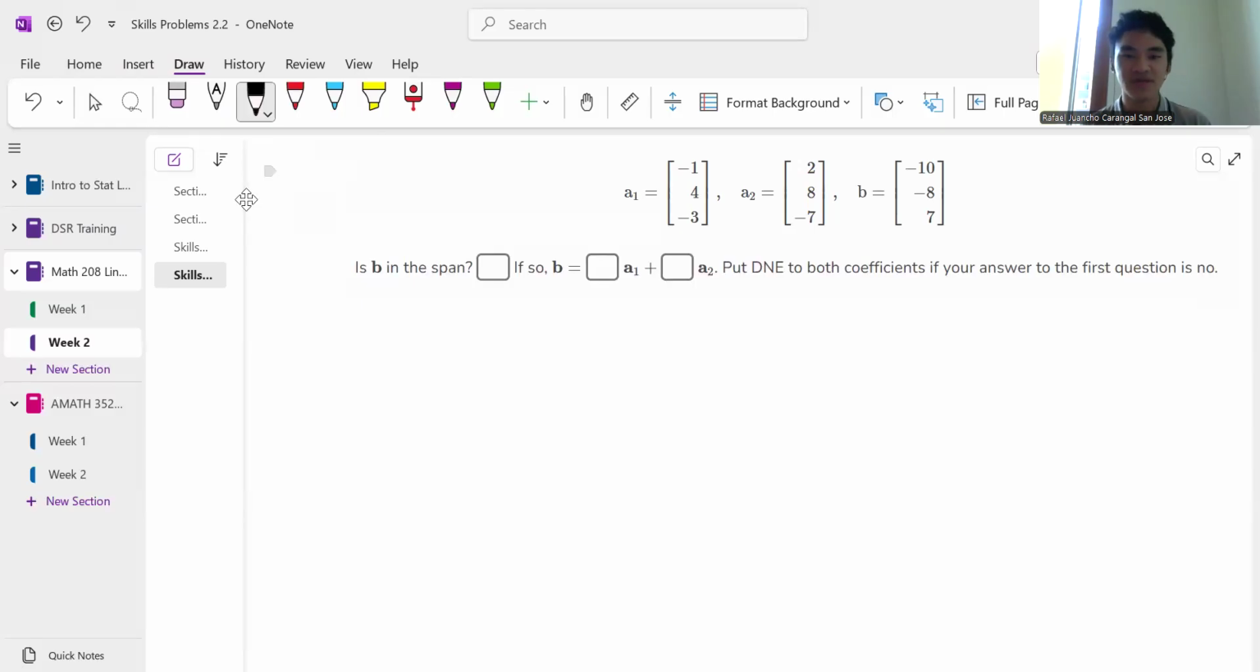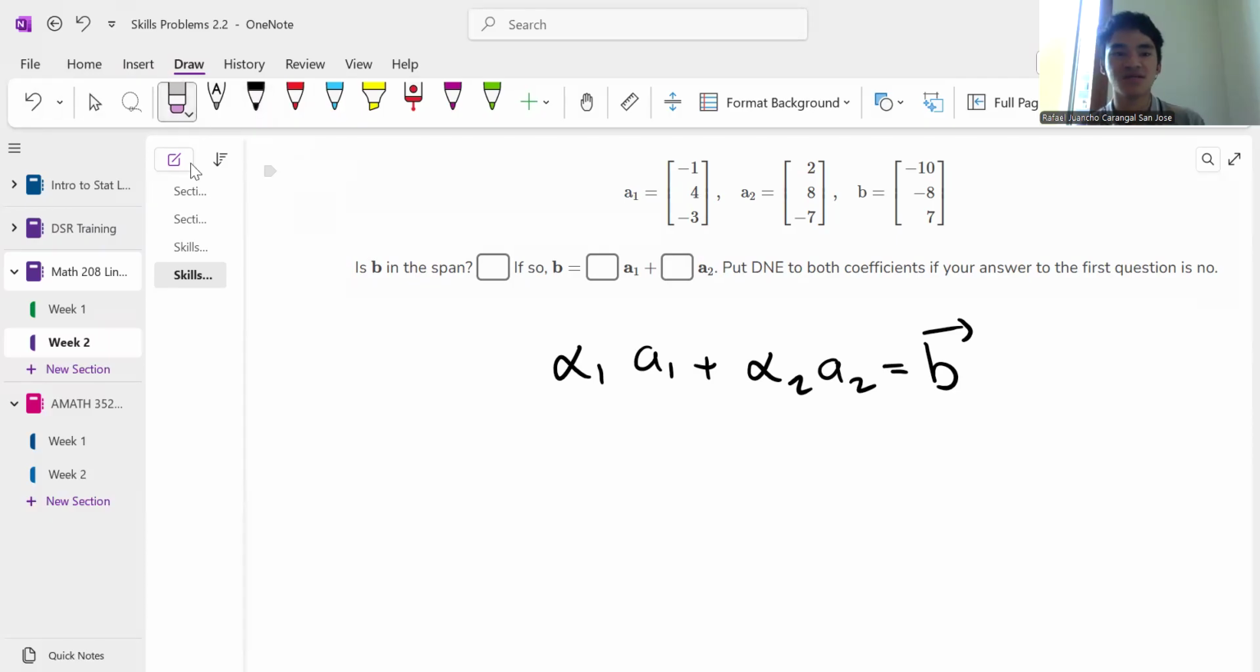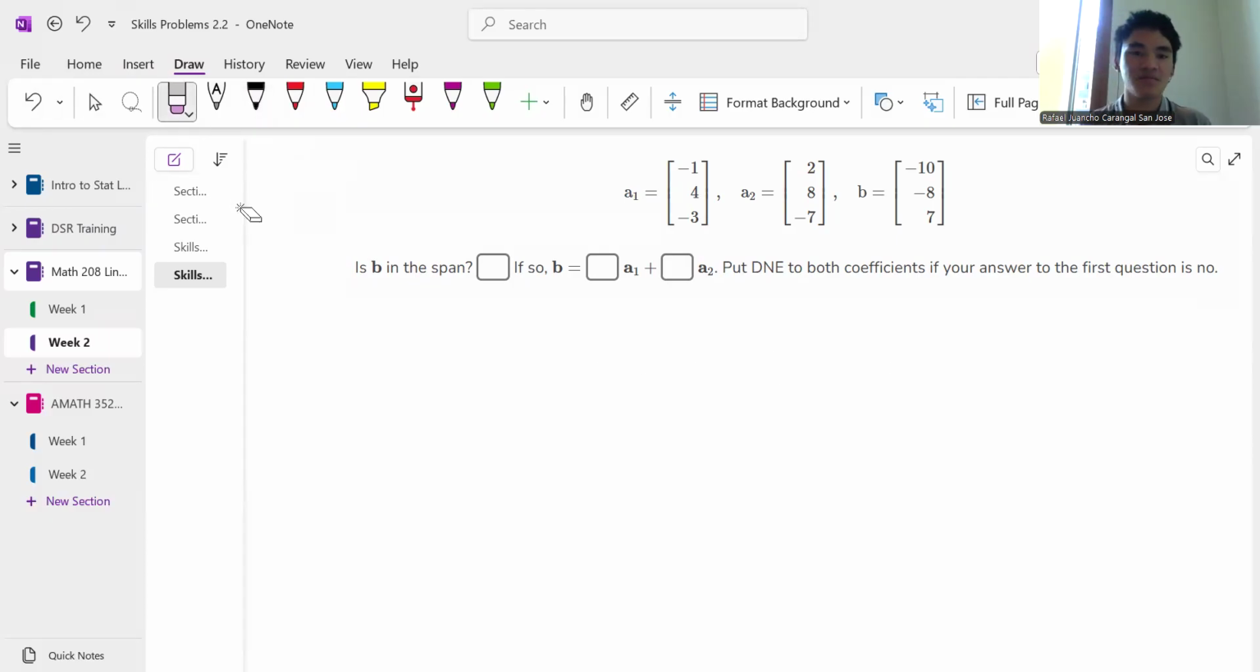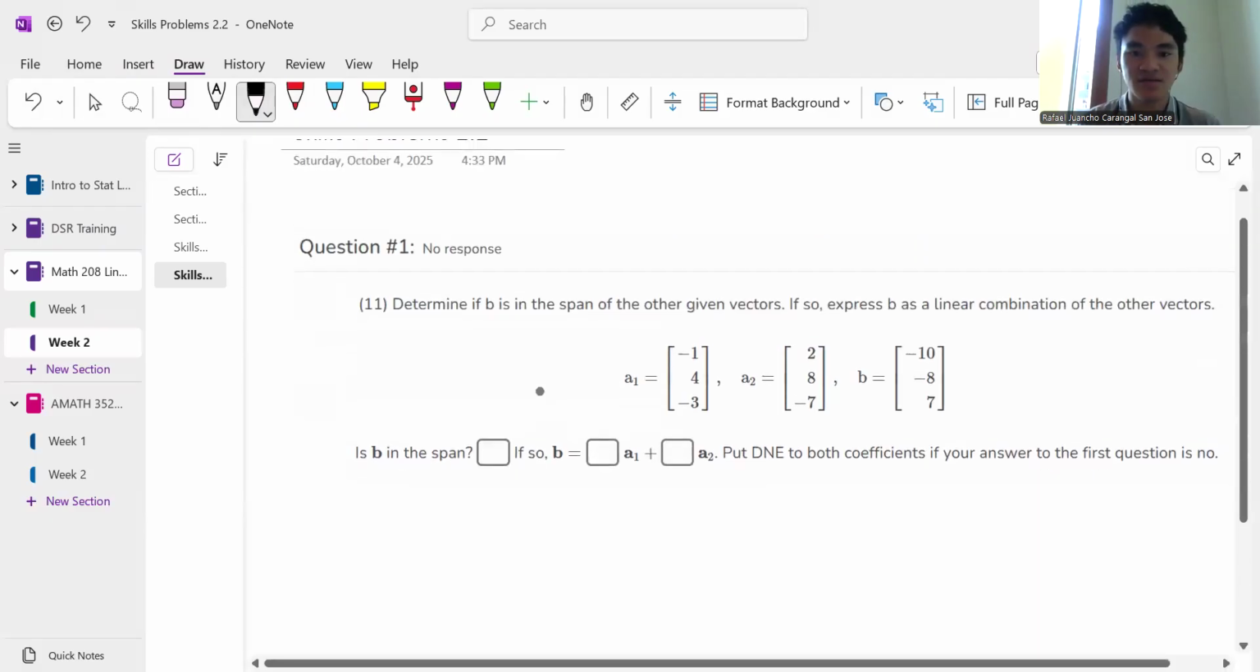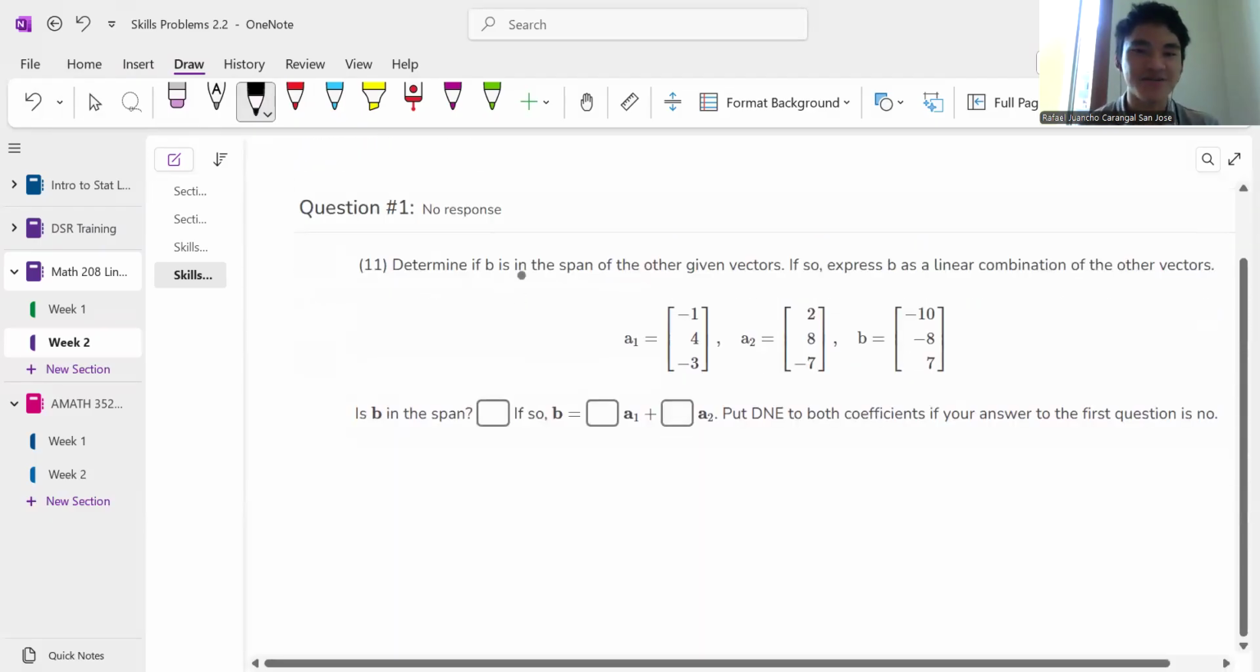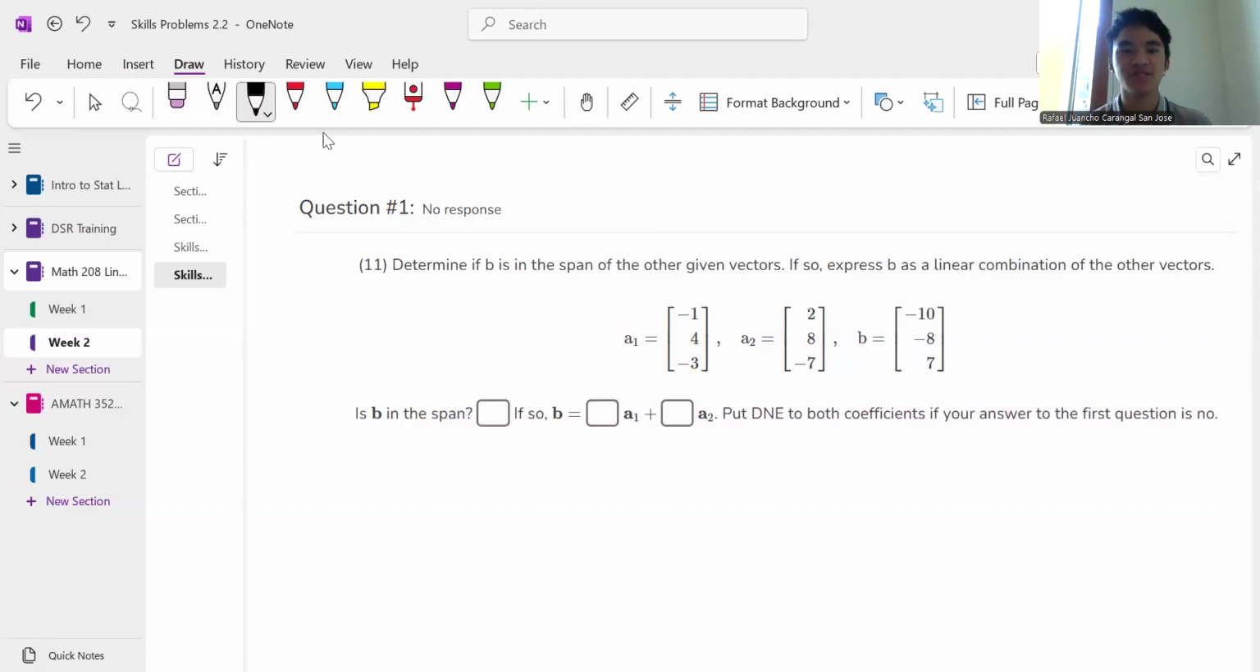And w is a vector. And so in this case, we do a linear combination of these two vectors that we're given, which are a sub 1 and a sub 2. And that should give us b, which has components -10, -8, and 7. Right? So let's actually now answer the question. Is b in the span of these two vectors, a sub 1 and a sub 2?